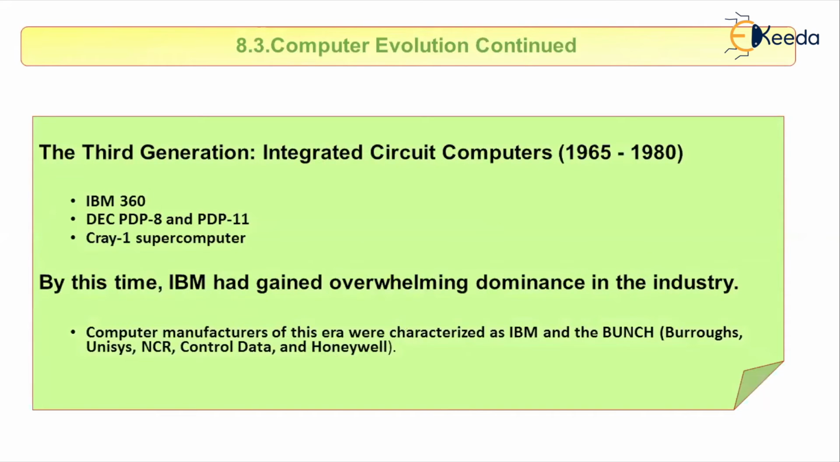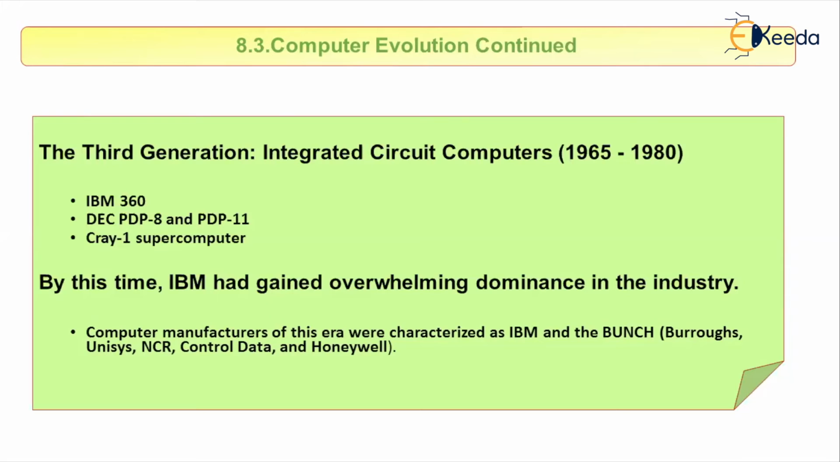Then came the third generation, which was called integrated circuit computers, from 1965 to 1980. These integrated circuit computers were manufactured by IBM 360, DEC PDP-8, PDP-11, and Cray-1 supercomputers. During this era, the third generation of computer evolution, IBM had gained overwhelming dominance in the industry with respect to computers. Because IBM was involved in the evolution of the computer and in the research linked with it, it had gained a dominance in the industry. It was considered to be the pioneer in the computer industry.